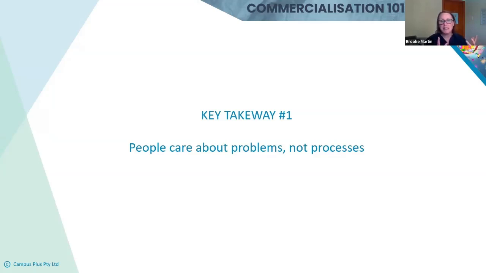If you remember the iPod example, Apple didn't lead with specifications, they led with benefits. And the same applies to research communication. If you define the problem that your work is addressing, you'll be able to make a much more compelling argument for people to care and come on board.